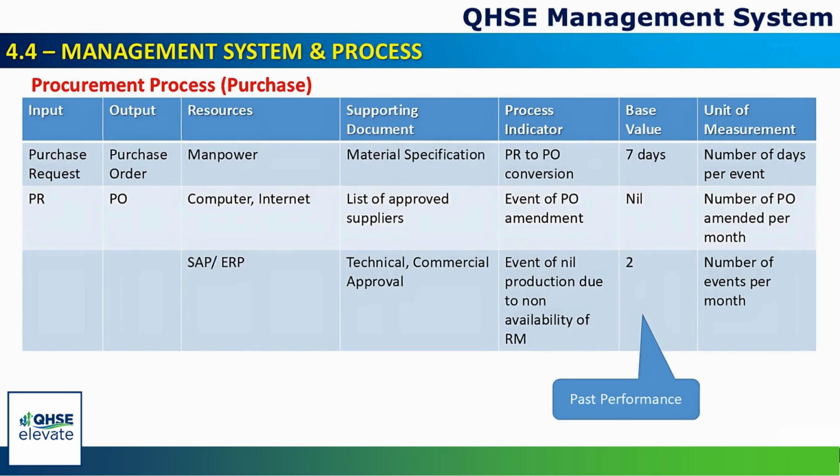In conclusion, a number of resources and supporting documents are required to convert input into output for the execution of the process. In this example, the process performance indicators could be the number of days to convert a PR into a PO, the number of purchase order amendment events, or the number of days with no production due to lack of raw materials. Any relevant process performance indicator can be set to determine whether the process is performing well or falling short of expectations. The baseline value can be determined from actual historical data accordingly.